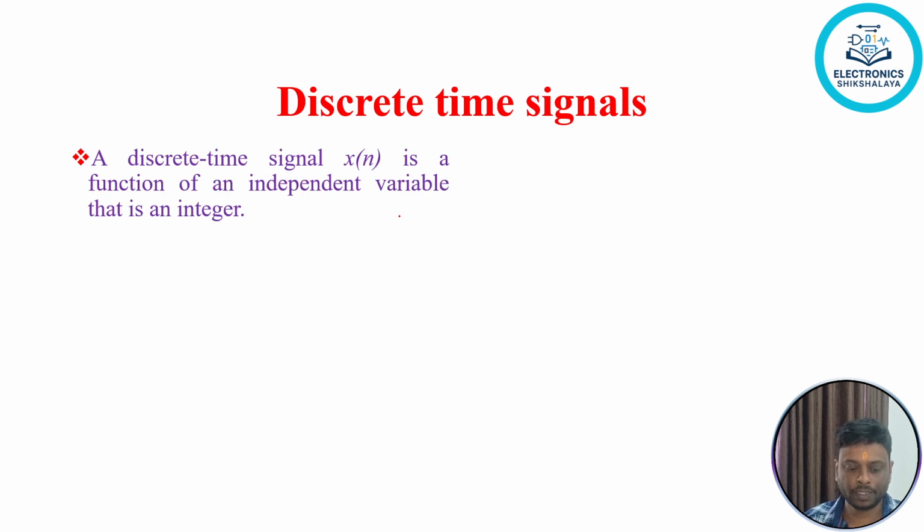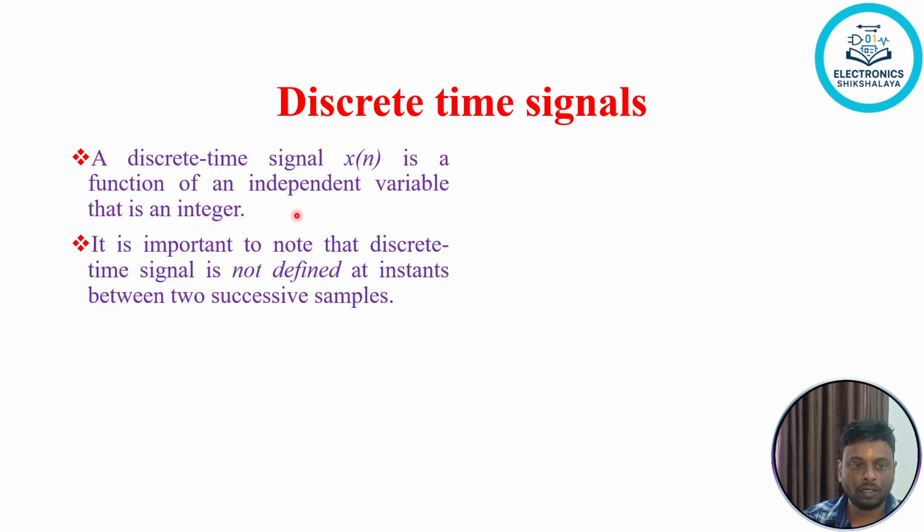A discrete time signal, that is x of n, is a function of an independent variable that is an integer. So x of n is defined at integer values of n. The discrete time signal is not defined at the instants between two successive samples. Instead of defining real values of time, we are defining at integer points of n. So no value is defined at n equal to 1.5 or something like that. That is the meaning: it is not defined for instants between two successive samples.